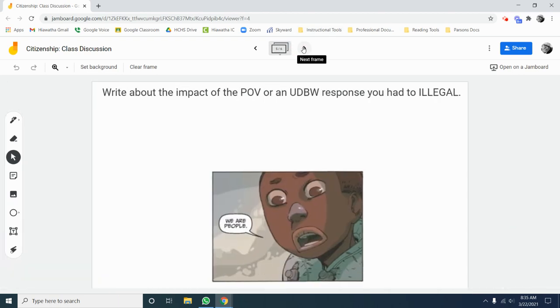The second slide that you can respond to says, write about the impact of the point of view or an up, down, both, why response you had to Illegal. The story was told through the eyes of Kwame and Ibo, both young Ghanaian refugees. How does that point of view impact the way that we understand the story?